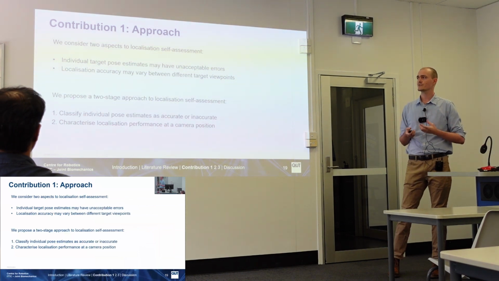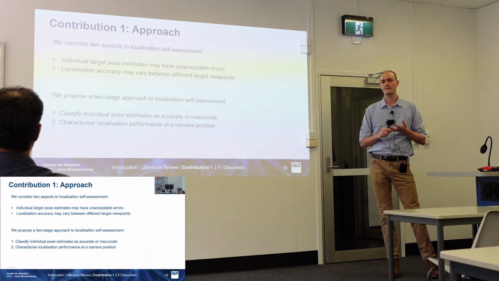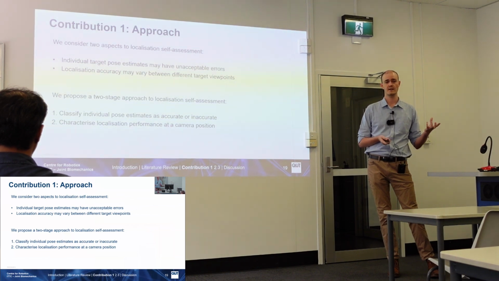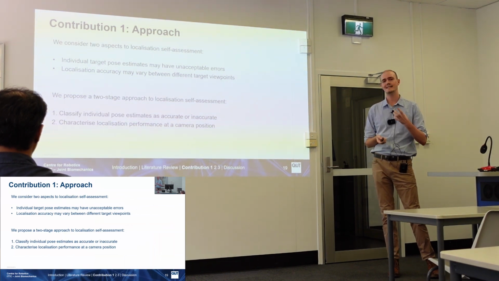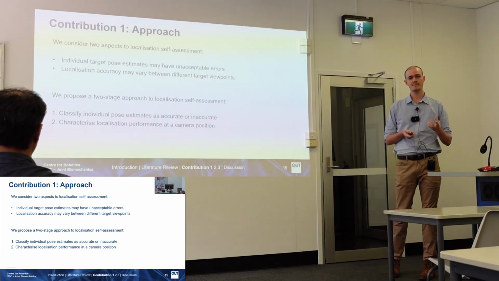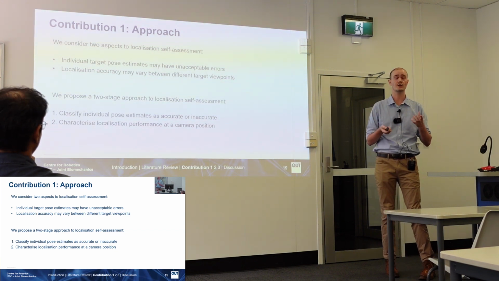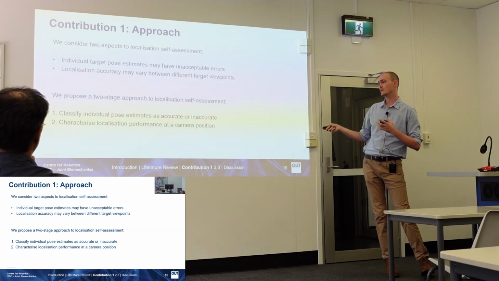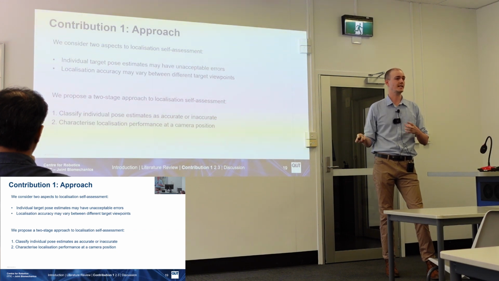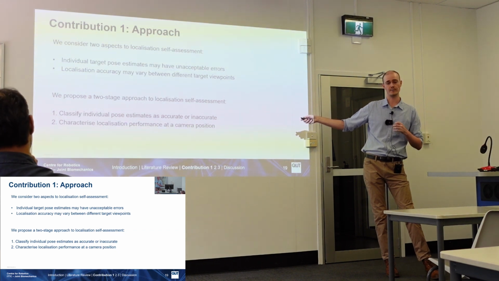So in this first contribution, we consider two separate aspects to localization self-assessment. The first being that individual target pose estimates may have unacceptable errors. And second, that localization accuracy may vary between different target viewpoints. And so to address both of these, we propose a two-stage process to localization self-assessment. In our first stage, we classify individual target pose estimates as either accurate or inaccurate, so within our error tolerance or not, treating this as a binary classification problem.